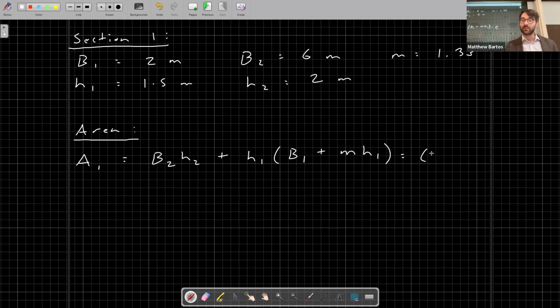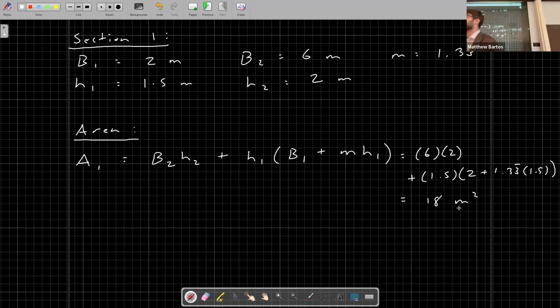If we substitute in our known values, B2 is equal to 6, H2 is equal to 2. So it'll be 6 times 2 plus 1.5, that's H1, times the quantity 2 plus 1.33 repeating times 1.5. And if you evaluate this expression, you should get 18 square meters for the cross-sectional area of the left side.